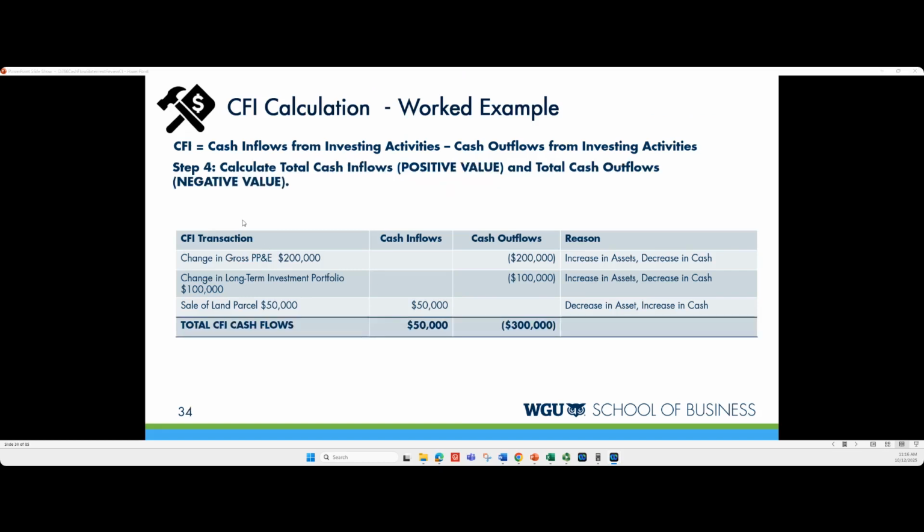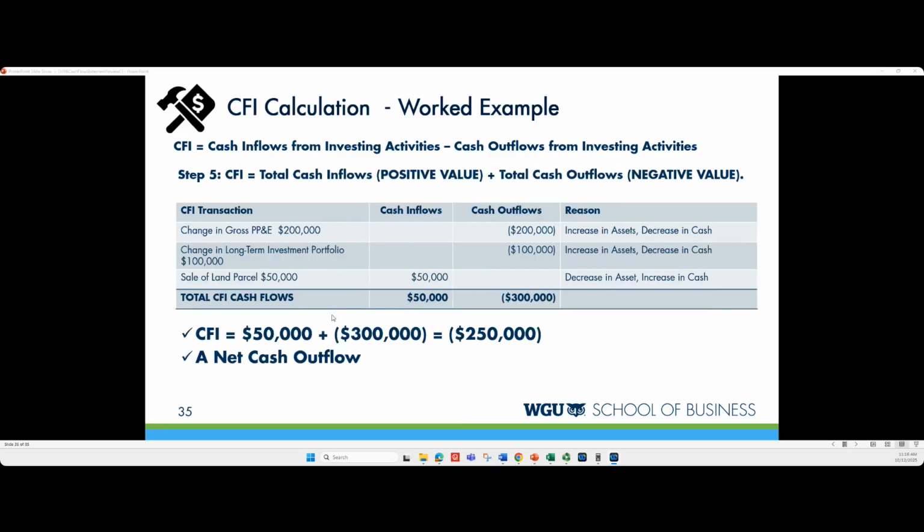Next step, we're going to total up the inflows and outflows. We've got a total of 50,000 in our inflows and a total of 300,000 in our outflows. So we add them together, and our cash flow from investing is a net cash outflow of $250,000, because typically these are long-term assets. It represents reinvestment in the company, so it's often going to be a very large negative value. Any questions on that?